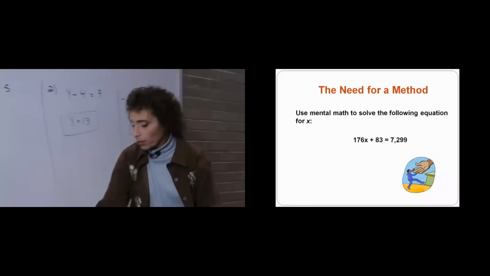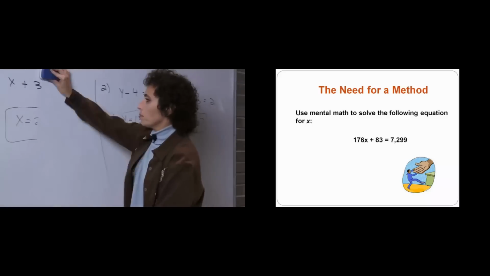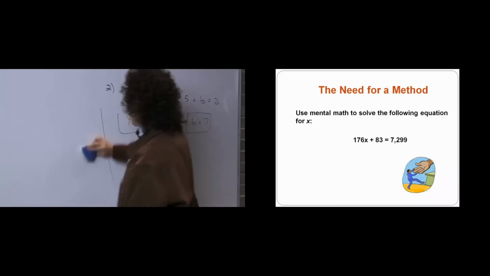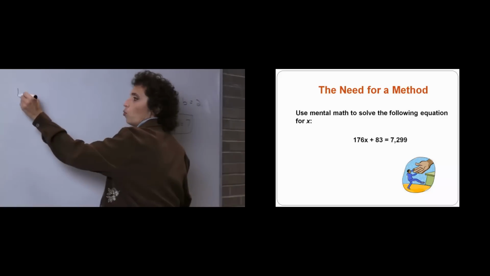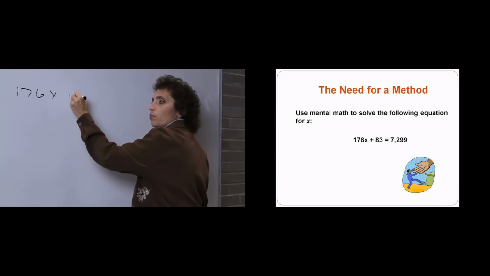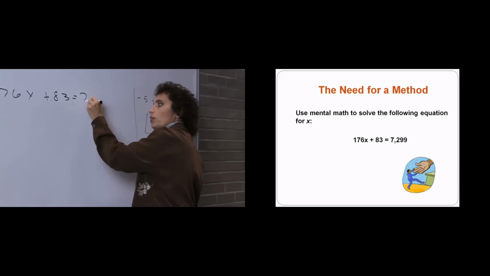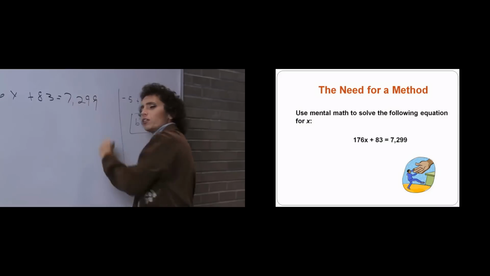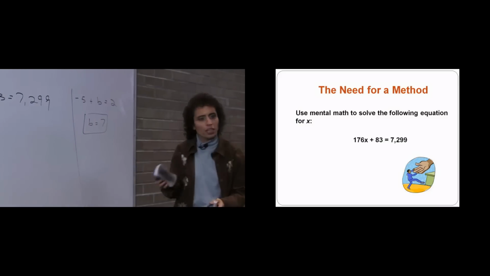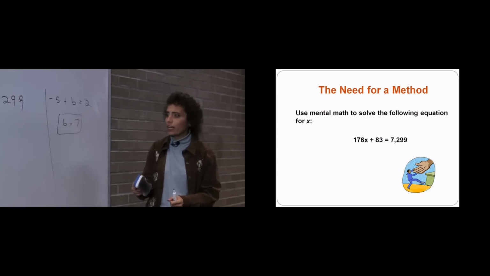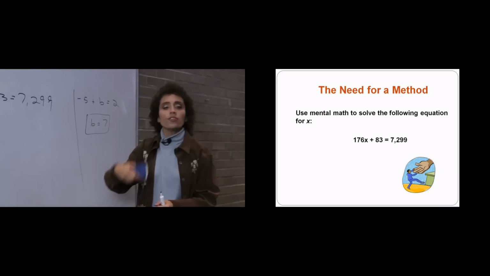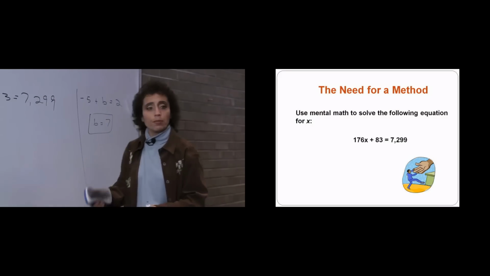But let's take a look at this next problem. Same thing we want to do. We want to solve this. So let's look at 176x plus 83 equals 7,200. Well, this is a little different. This might be a little hard to do in your head. You might need a little hand here. So I'm going to show you a way to solve equations without doing them in your head.